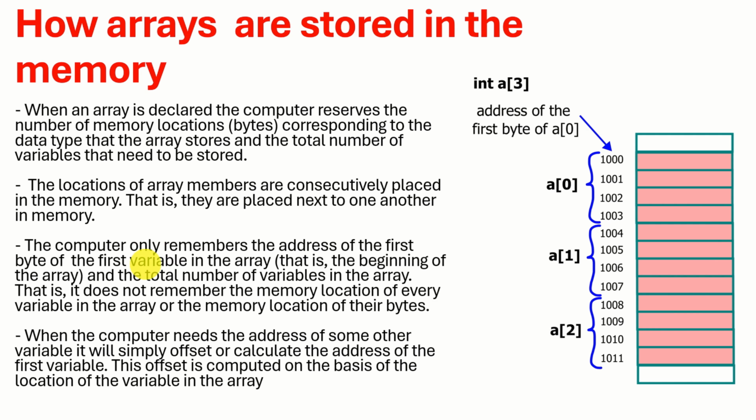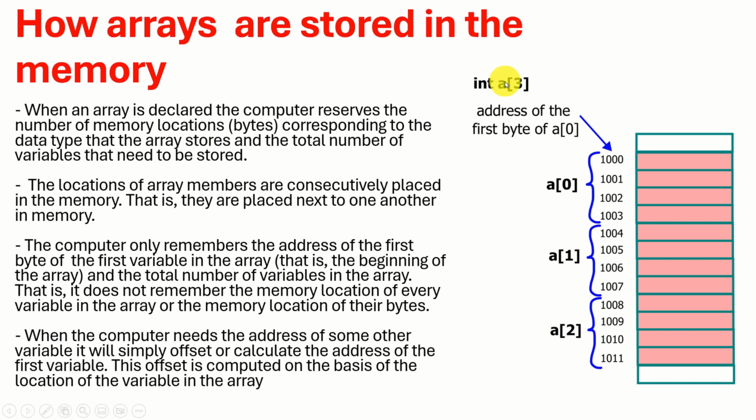The computer only remembers the address of the first byte of the first variable in the array. That is the beginning of the array, and the total number of variables in the array. That is, it does not remember the memory location of every variable in the array or the memory location of their bytes. Then, when the computer needs the address of some other variable, it will simply offset or calculate the address of the first variable. This offset is computed on the basis of the location of the variable in the array. And let's explain this further.